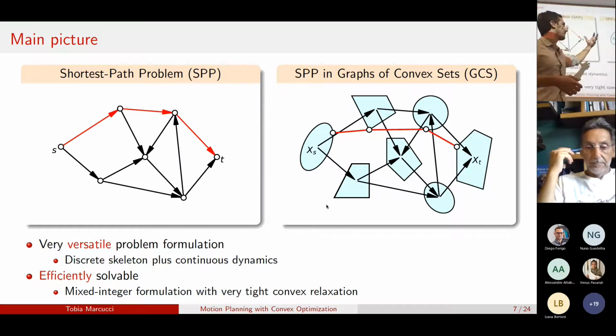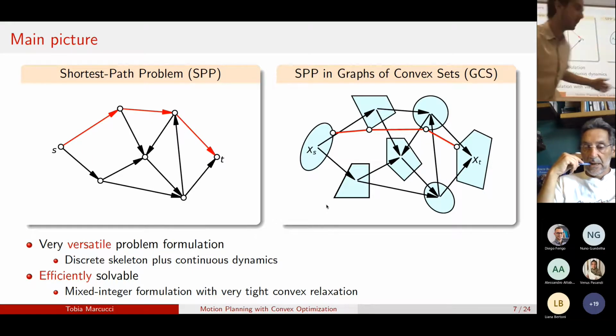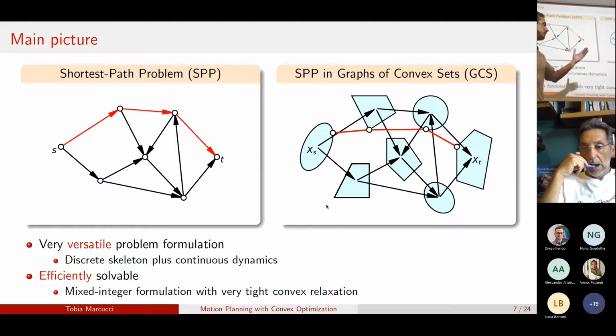So this can also work as a modeling framework, as an interface for you to give us a problem that we can solve very efficiently. In particular, we describe how this problem can be formulated as a mixed integer program, but the important part is that this mixed integer program will have a very tight convex relaxation. So most of the problems that we encounter in practice can be solved through a single convex optimization. And of course, you understand that the goal would be to take a motion planning problem and put it in that form so that we can use our machine.